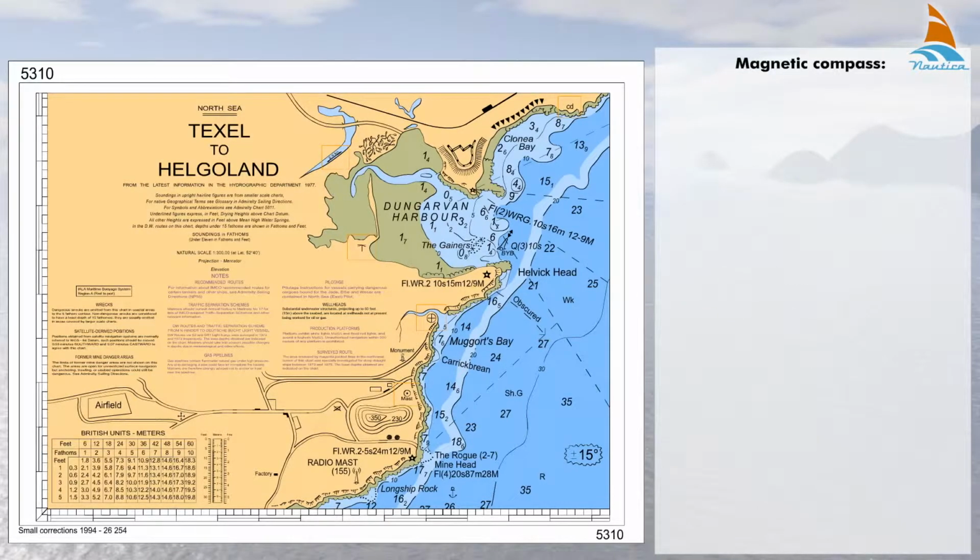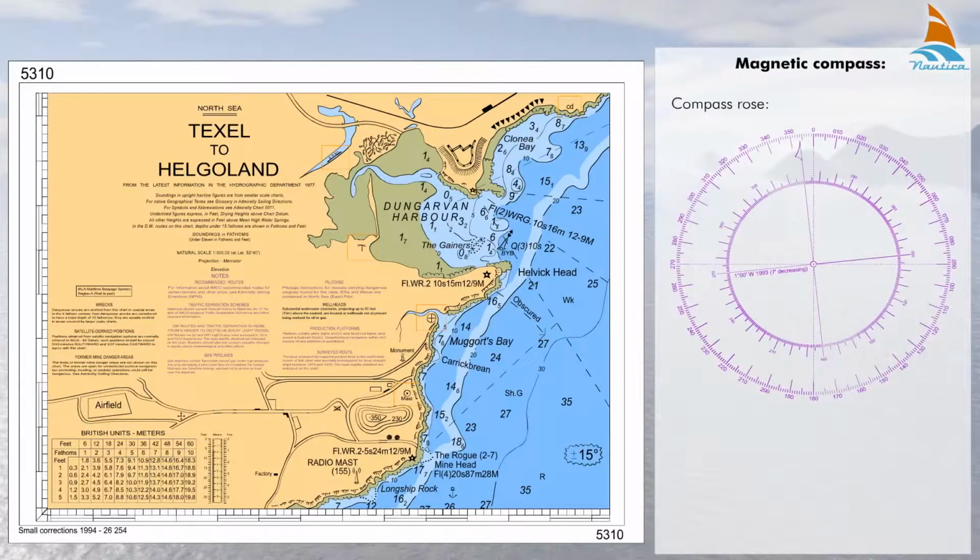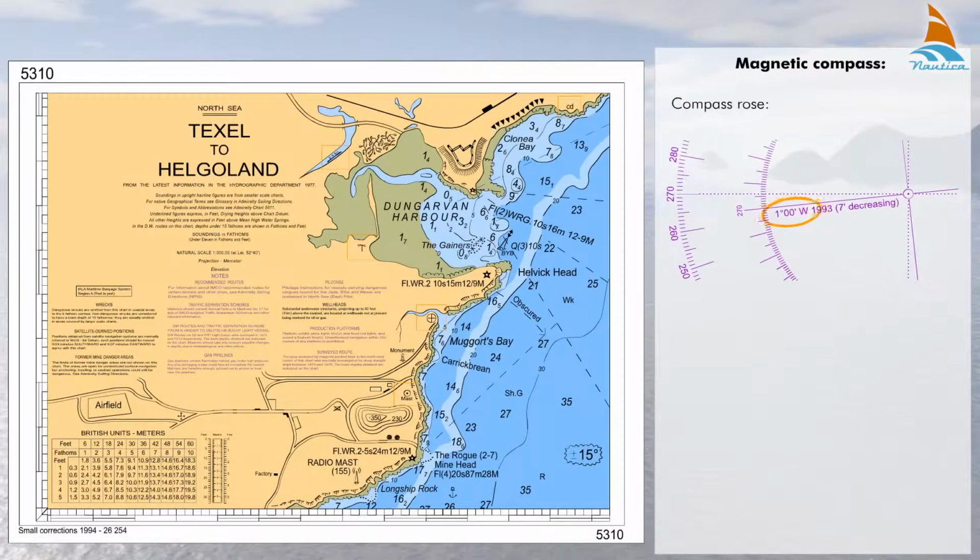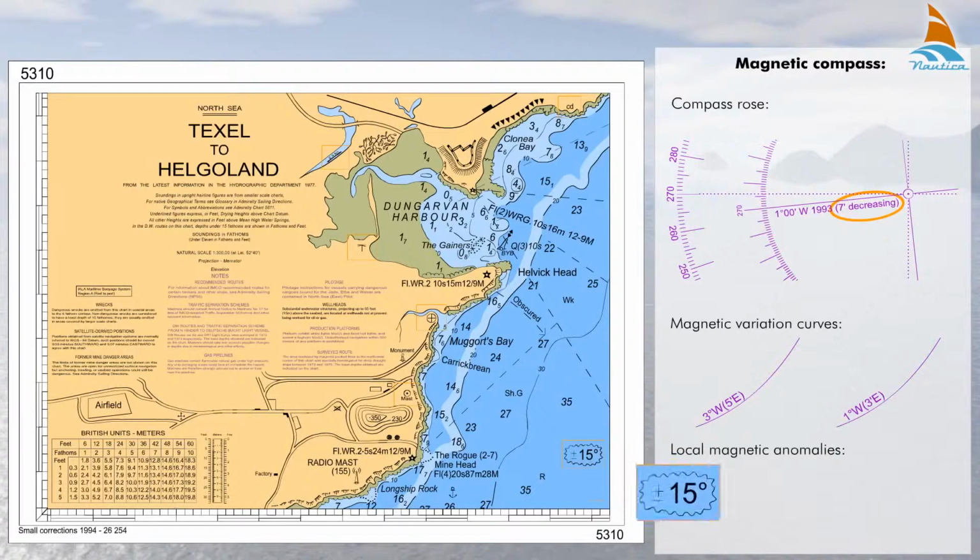magnetic compass including compass rose, variation, annual change, magnetic variation curves, local magnetic anomalies.